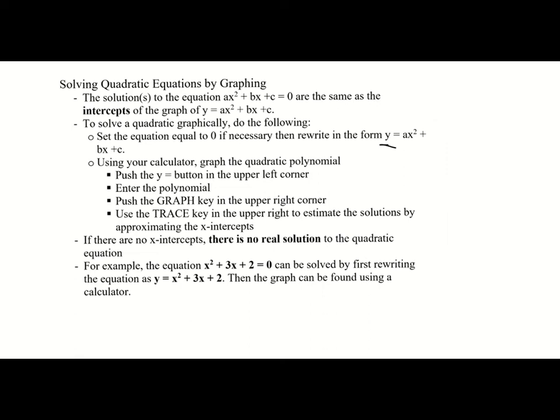If the graph does not cross over the x-axis, there are no x-intercepts. So there would be no real solution. That would be if we were finding the discriminant and our discriminant was a negative number. It simply means that graph exists, but it does not cross over that x-axis.